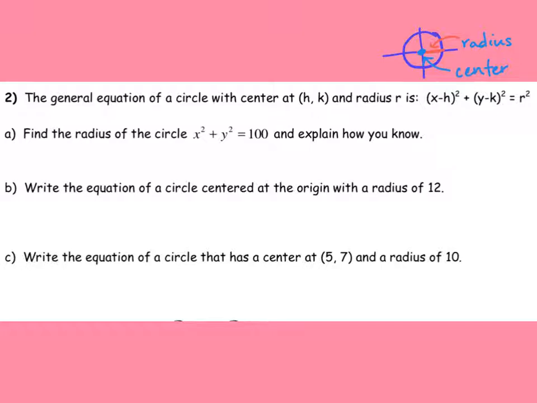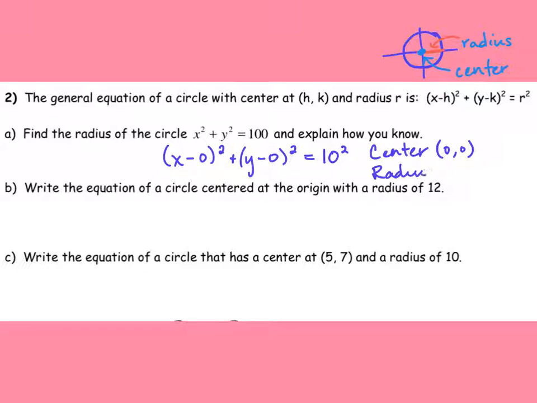Looking at part A, if I have the equation x squared plus y squared equals 100, another way I can write that is x minus 0 squared plus y minus 0 squared equals 10 squared, because the square root of 100 is 10. So what that means is I have a center of 0, 0, and a radius of 10.